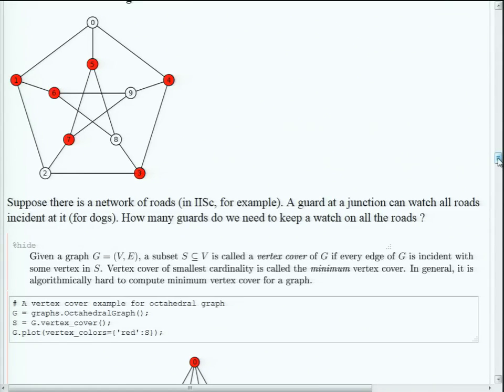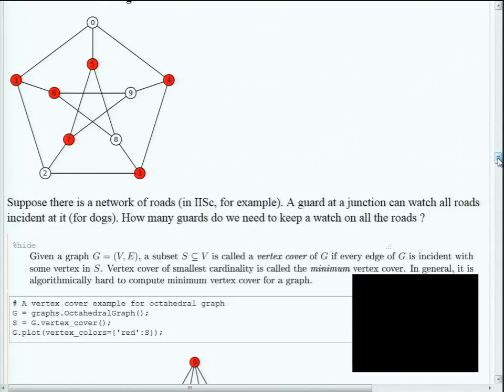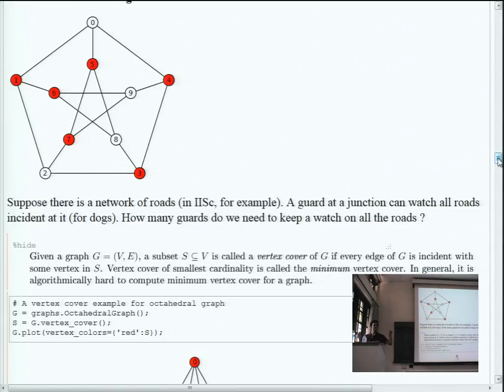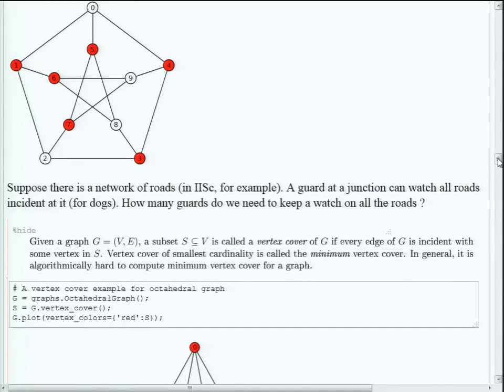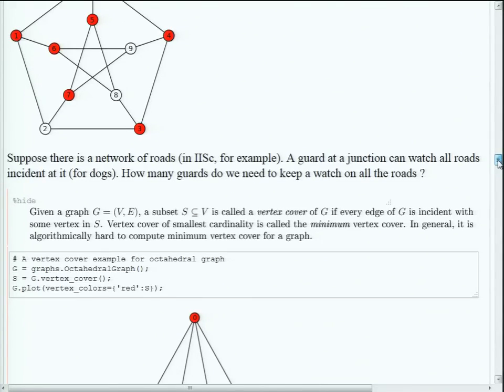In general, it is algorithmically very hard to compute. There is no polynomial time algorithm known to compute a vertex cover in a graph. But in bipartite graphs you can. I'll not give the proof, but the hint is maximum matching. You can compute the maximum matching and pick suitable vertices from the left side or right side. You have to cleverly pick, and you'll get a vertex cover. But we won't do that proof today.